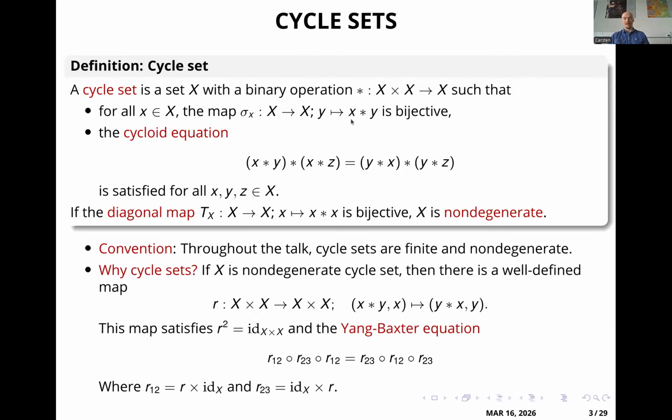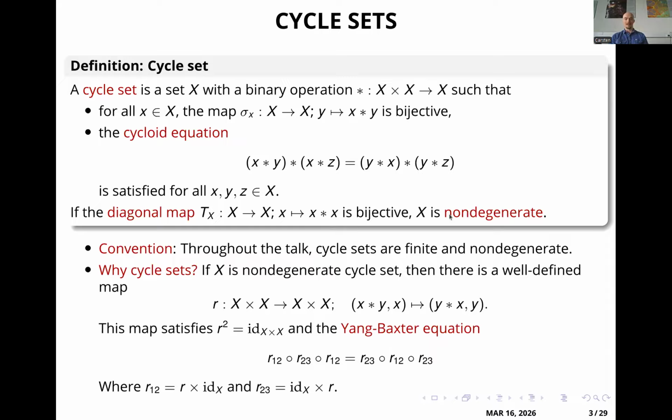What makes it a cycle set is that left multiplications are bijective, and furthermore that these left multiplications satisfy the so-called cycloid equation, which appears in the theory of the Yang-Baxter equation, and this is no coincidence, in the theory of Garside groups as a rule for left complements. So we assume that this cycloid equation is satisfied, and furthermore we assume that the so-called diagonal map, which is simply the diagonal of the multiplication table, is bijective. This is actually a special condition, but we assume it all the time, and it is called non-degeneracy of a cycle set.